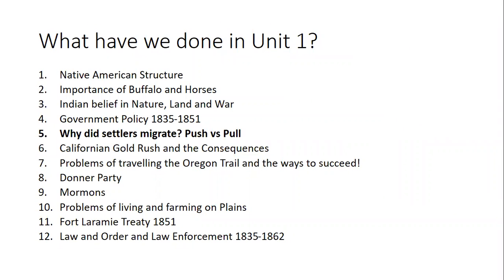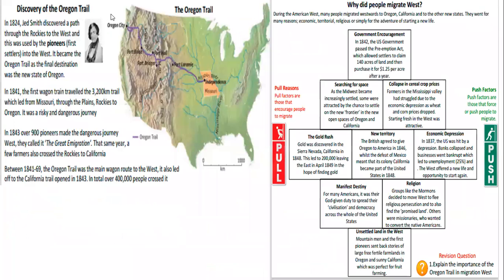All right, the fifth thing we've looked at, Year 10, is why did settlers migrate? So why did settlers move? And this is where we look at push and pull factors. And one of the most important reasons why the settlers migrated was the discovery of something called the Oregon Trail.